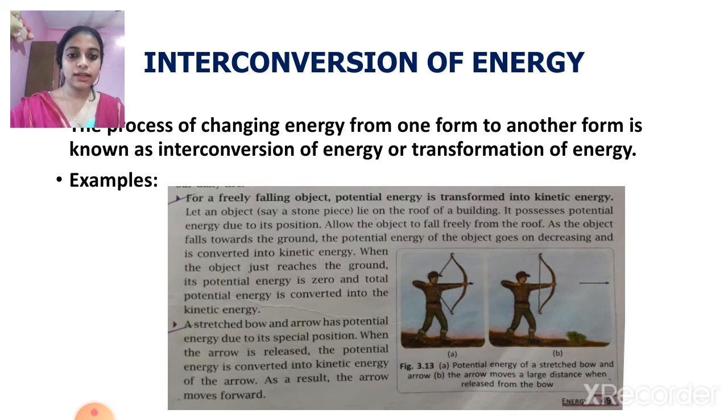In the next example, a stretched bow and arrow has potential energy due to its special position. When the arrow is released, the potential energy is converted into kinetic energy of the arrow. As a result, the arrow moves forward. See, when the bow and arrow is stretched, it will possess elastic potential energy due to its special position. And when the arrow is released, the potential energy gets converted to the kinetic energy, and as a result the arrow moves forward. So we can say that energy can be transformed from one form to another.